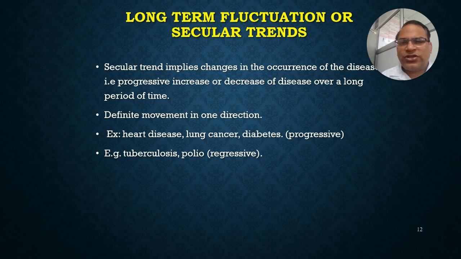Coming to long-term fluctuation or secular trends. Secular trend implies changes in the occurrence of the disease, that is progressive increase or decrease of disease over a long period of time. Definite movement in one direction. Example, heart disease, lung cancer, diabetes, which are progressive in nature. Then tuberculosis or polio, which are regressive in nature.